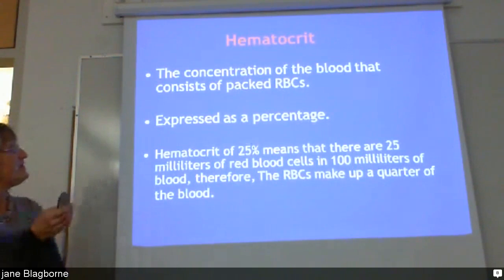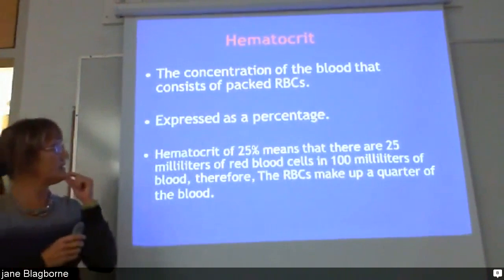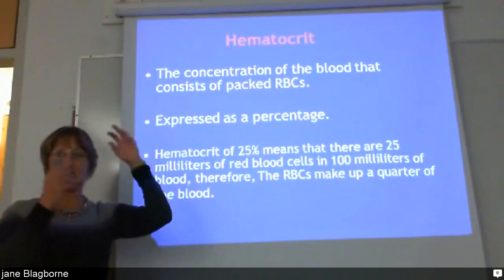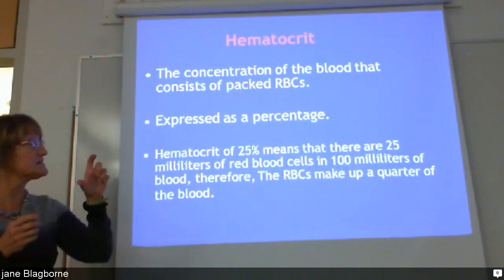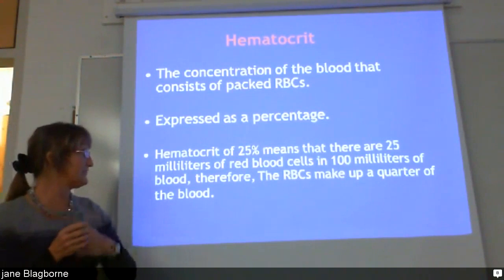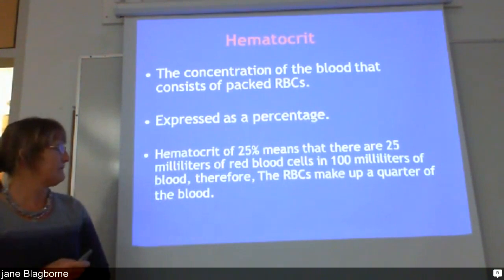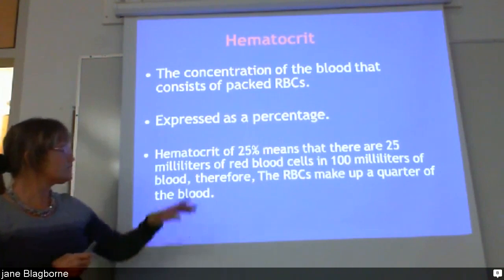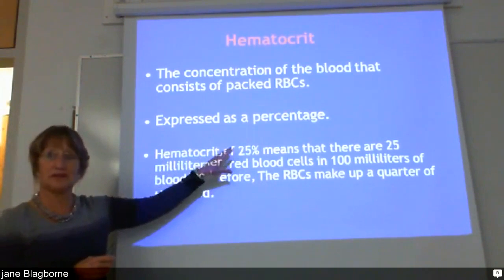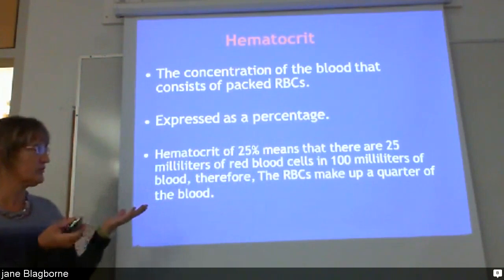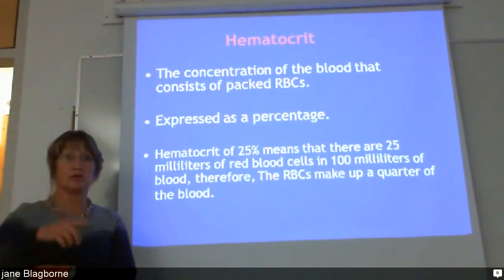Hematocrit is the concentration of the blood that consists of packed cells, meaning you took out the plasma and you took out the fluid. What you're left with is packed cells, the packed red cells. They're expressed in a percentage. The information is important for you to know, but the numbers aren't, because you can get all that information off of your lab reports when they come back.